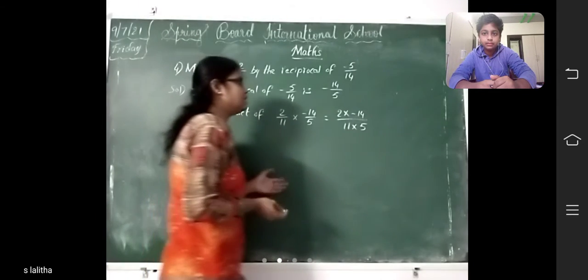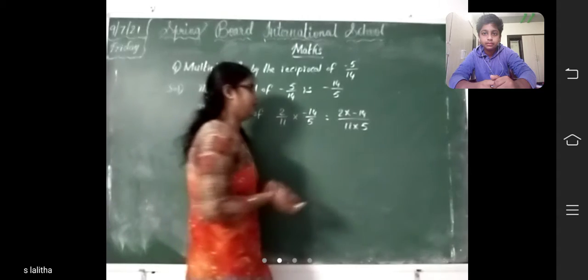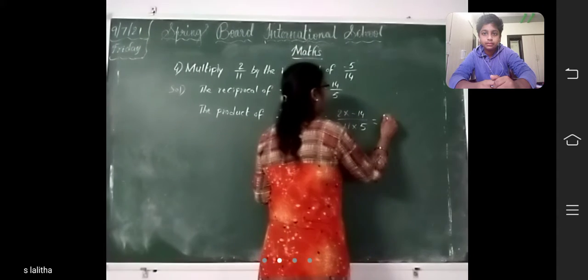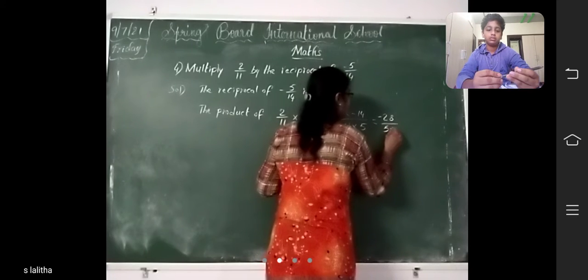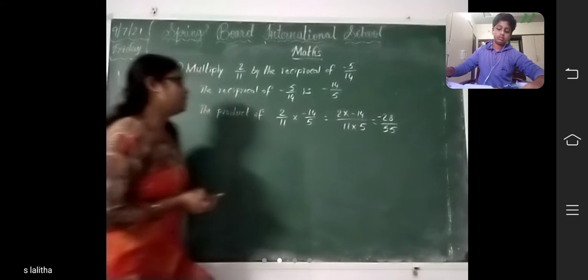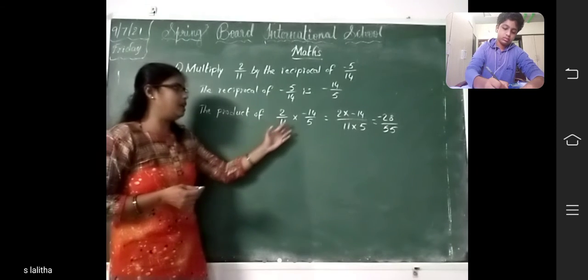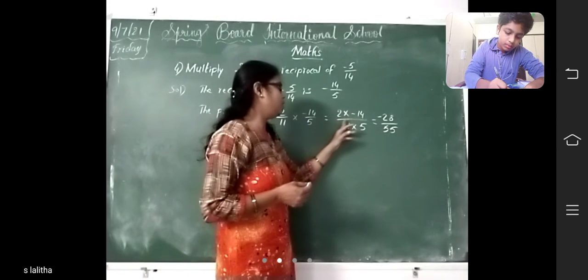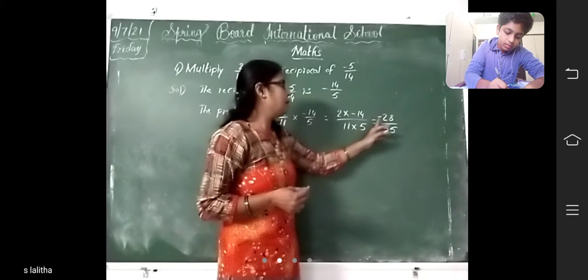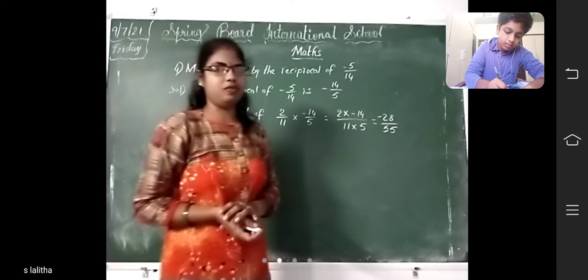Any calculations, children? Not there. So 2 times 14, how much? 28. Minus 28 by 11 times 5, how much? 55. So what is the answer? The product of 2 by 11 into minus 14 by 5 is equal to 2 into minus 14 by 11 into 5. That is minus 28 by 55.